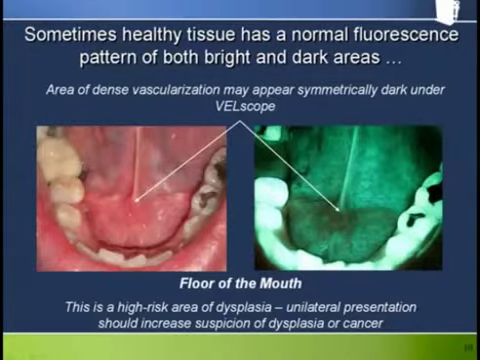Although the symmetry and shape of this dark area under VELscope is suggestive of normal tissue, the floor of the mouth is a high-risk area for dysplasia. Watch out for non-symmetrical areas giving a unilateral presentation. These should increase suspicion of dysplasia or oral cancer.